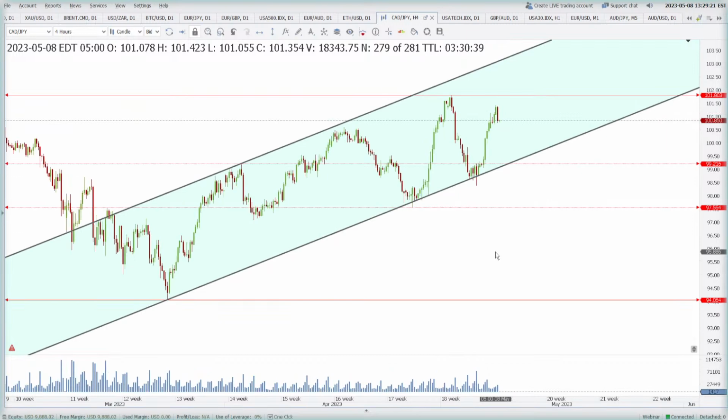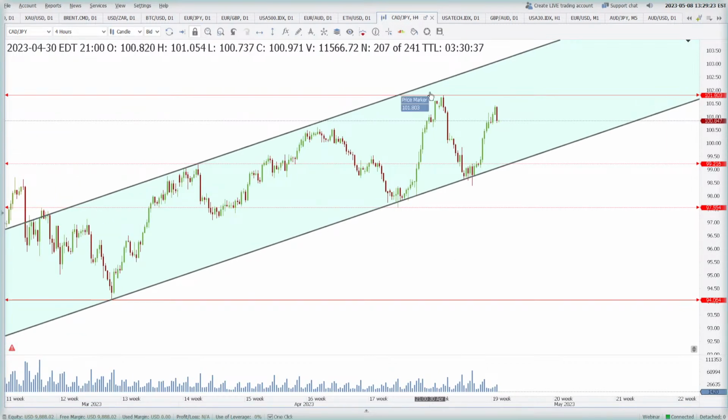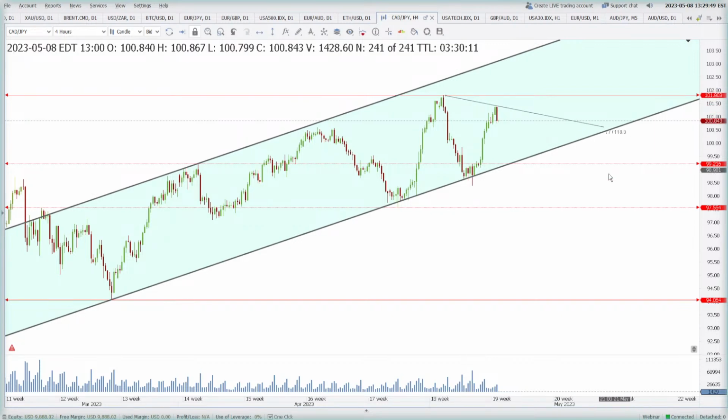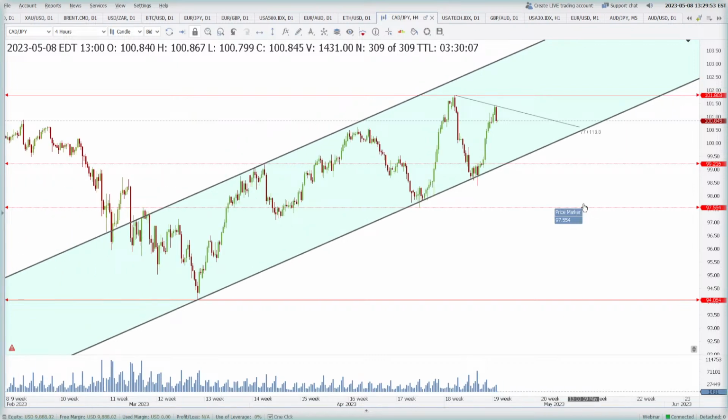Here the price is making a higher low. The higher low is not established yet, because the price has not made any high higher than 101.80. Once that is made, then this low will be an established higher low. But as of now, I think the price is just consolidating, and you can also make a short-term line like this.